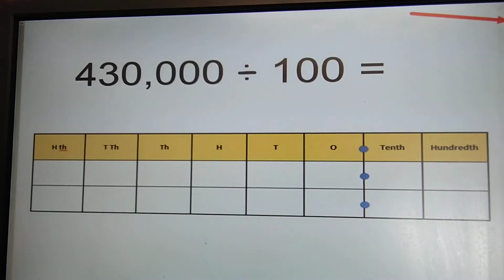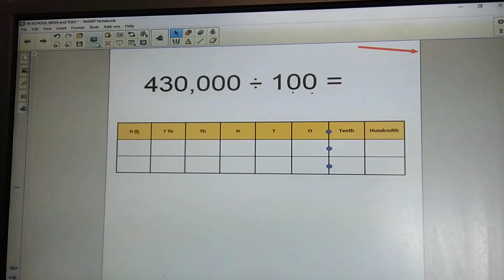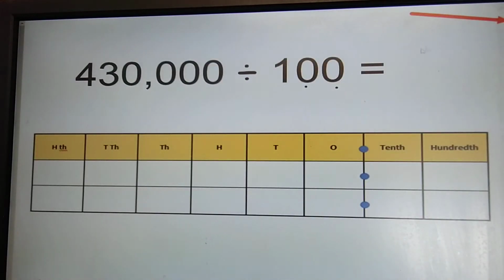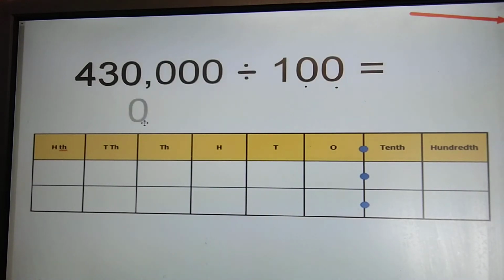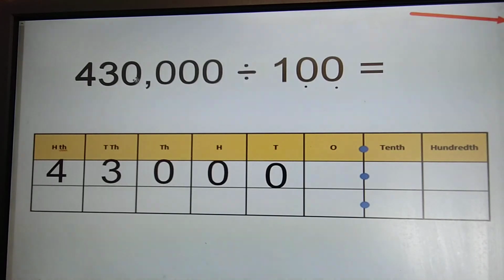One final example for us, as I'm sure you're getting the idea. Here we have 430,000 divided by 100. 100 has 2 zeros, so we are going to move all of the digits 2 places to the right. So my first job is to write the number 430,000 in the correct place on the place value chart. So lots of zeros to go in here. So we'll just put those on. And then I am going to move all of the digits 2 places to the right.